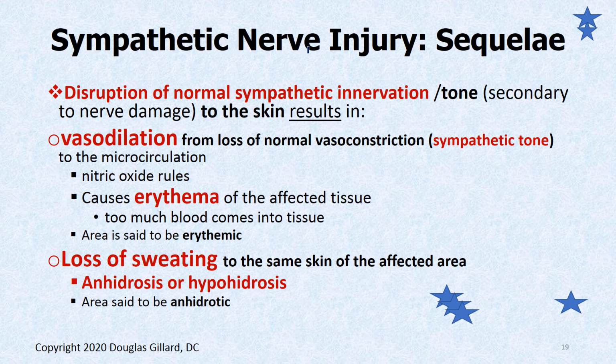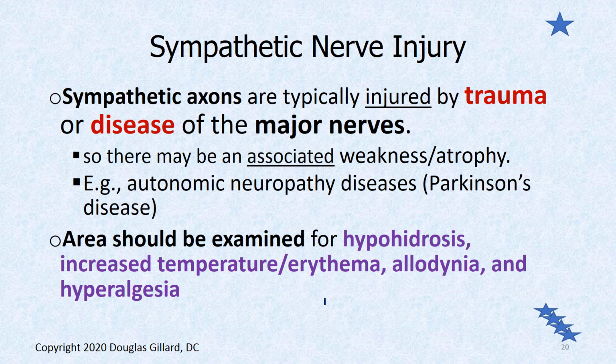You also, if the sympathetics are injured, get an anhidrosis or a hypohidrosis, which you can't really measure. You'd have to do that in the lab. Usually we don't do that. It's not part of our exam, but you don't sweat, because you need sympathetics to sweat. With sympathetic nerve injury by trauma or disease, you lose sweating, and then you can become erythemic in the part that's lost sympathetic flow. So you need to look for that.